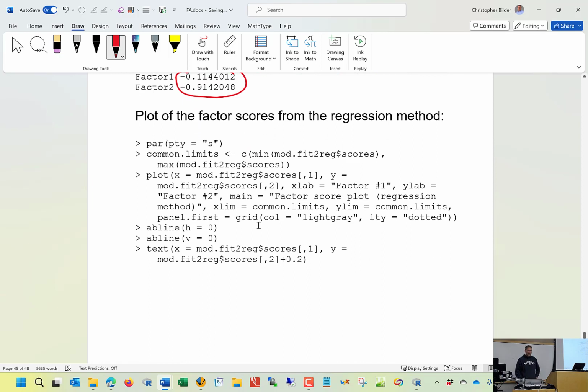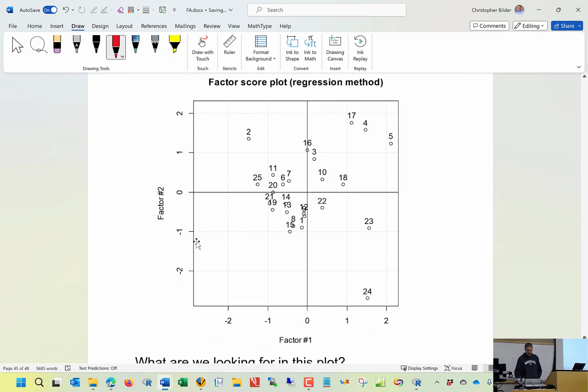So let's do a plot of the common factor scores. I can use the same kind of code that I used for the principal component scores, so I'm not going to go through the details of that. I'm also going to plot the corresponding observation number for each common factor score by using the text function. So here's a plot now of the common factor scores, and I just decided to do the regression method.